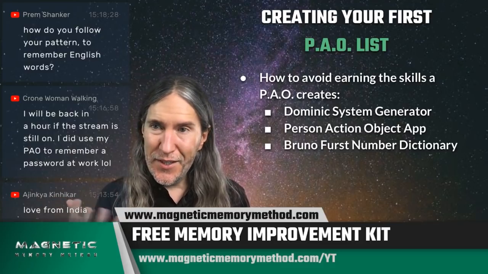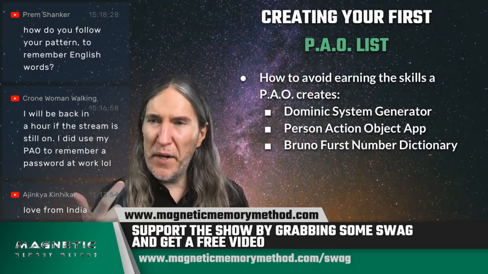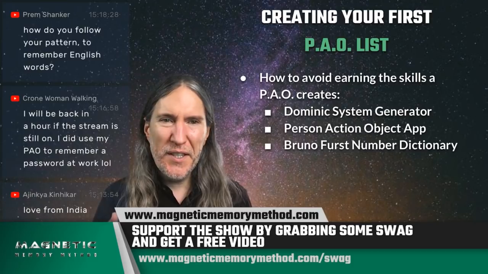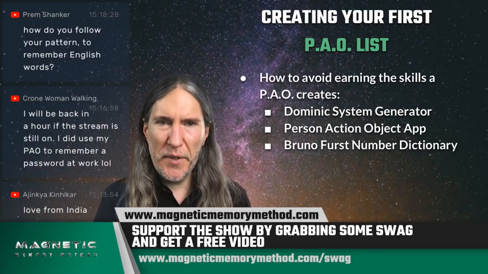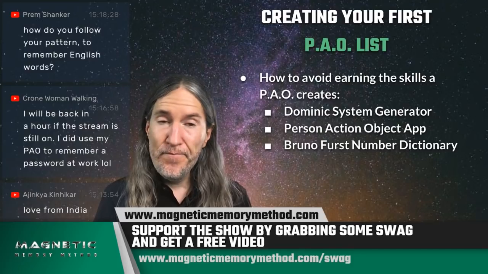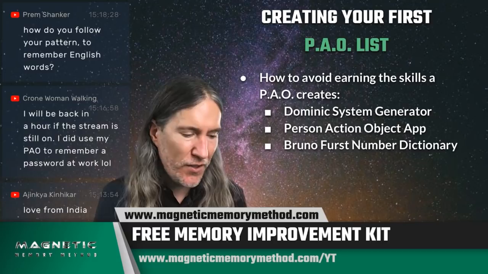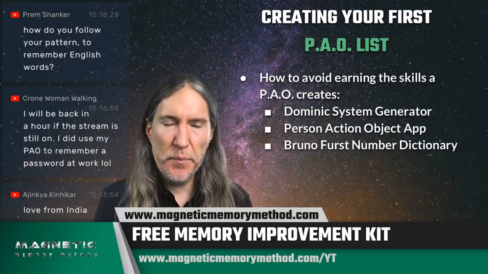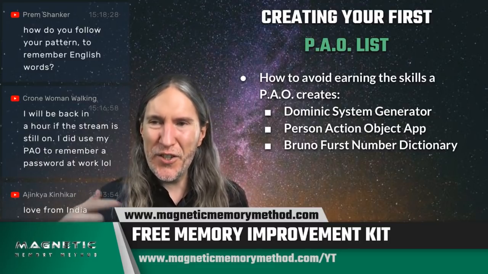So if you want to avoid having those benefits, those outcomes, which is better concentration, better focus on top of a skill like being able to memorize numbers, if you want to avoid all that, then you can look up on the internet something like a Dominic System generator, right? Or you can look up a person, action, object app. These are things that people search for on the internet. And these are a path to learned helplessness and de-skilling yourself of the exact skill you're looking for.